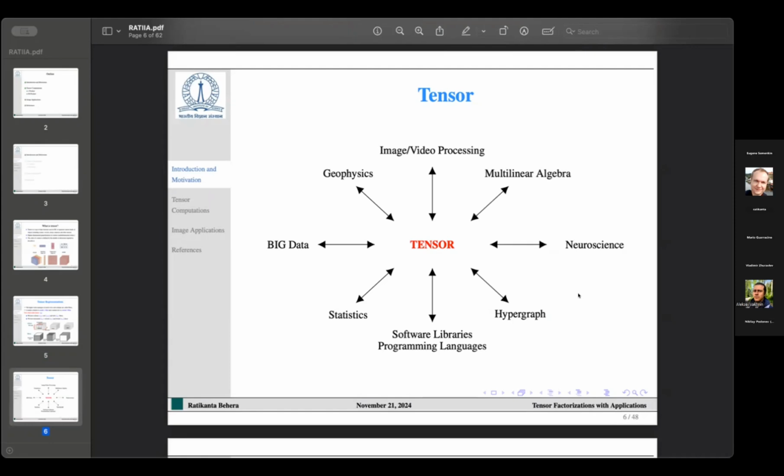neurosciences, hypergraphs, and software libraries and programming languages also use tensors, like the tensor processing unit. Usually it was the CPU, now they are using the TPU. And statistics, big data analysis, geophysics. There are many applications in geophysics.